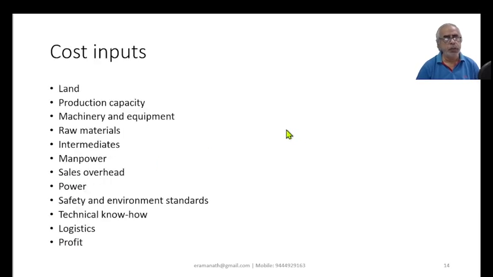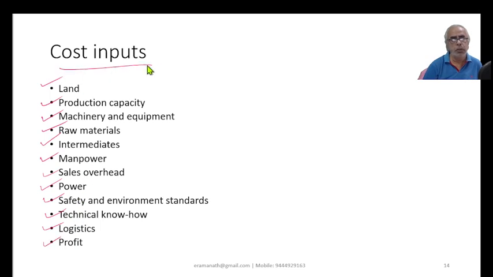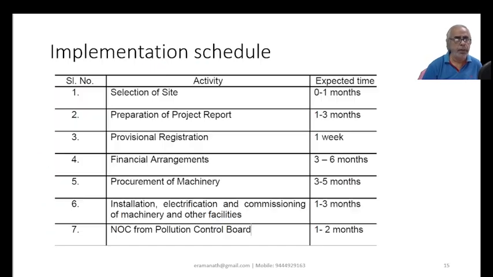And then let us talk about the cost inputs. That is, the land is a very important aspect. That is, what is the area you are having, then production capacity, machinery and equipment, required equipments, then raw materials, then intermediates, manpower, sales overhead, power, safety, environment standards, technical know-how, logistics and profit. All these are the cost inputs.